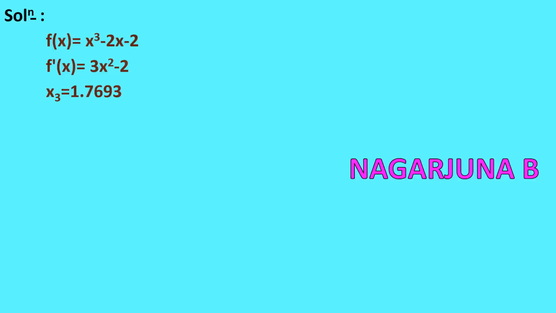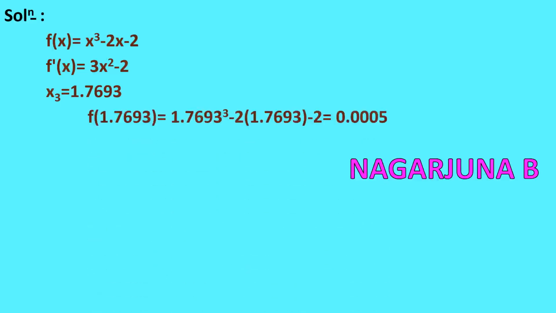So now you need to find f of x3 and f dash of x3. x3 is 1.7693. f of 1.7693 is equal to 1.7693 whole cube minus 2 into 1.7693 minus 2, which is equal to 0.0005.